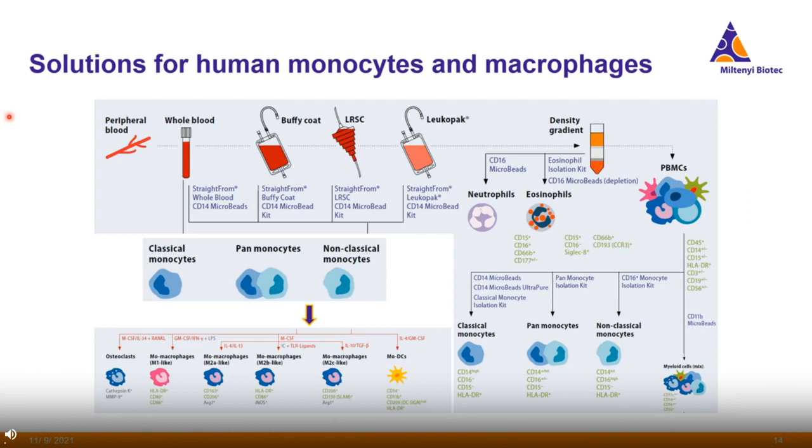Here we have a wide range of solutions for samples obtained from different materials, from peripheral blood, whole blood, buffy coat, LRSC, leukopaks, or PBMCs. Solutions for monocytes and macrophages separation, shown here in blue. Cell culture solutions for monocyte differentiation into macrophages, solutions for macrophage polarization. This includes cytokines and growth factors, shown here in red. Different antibodies for the analysis of these cells, shown here in green.